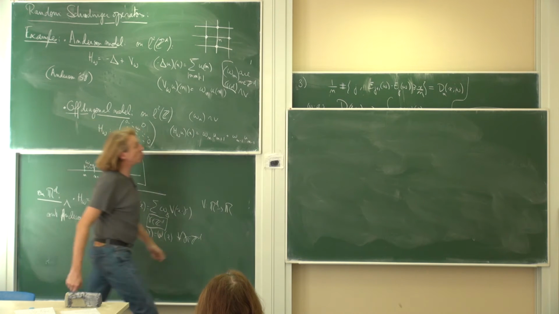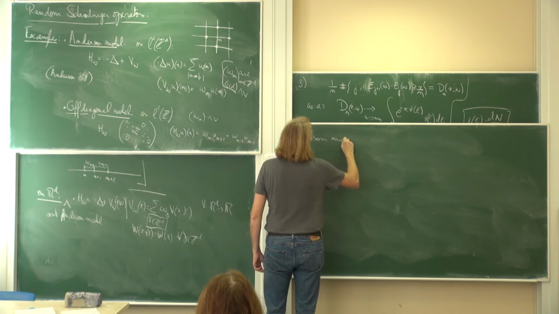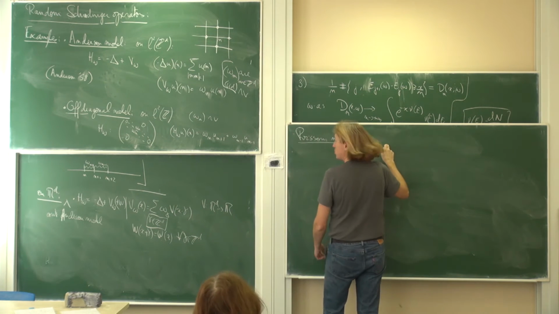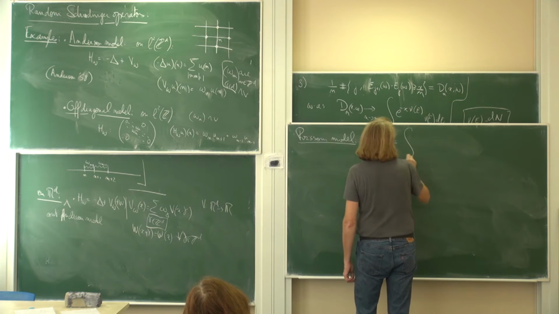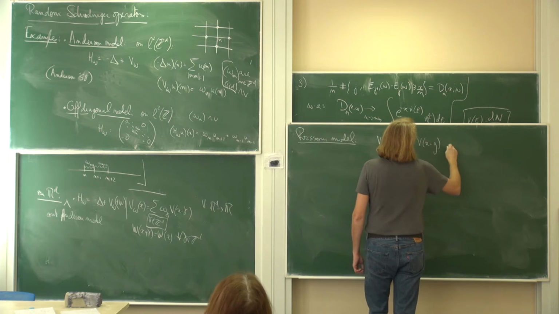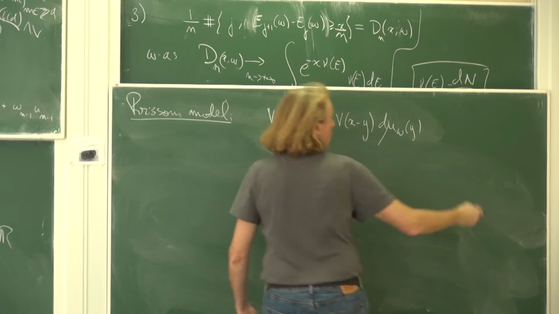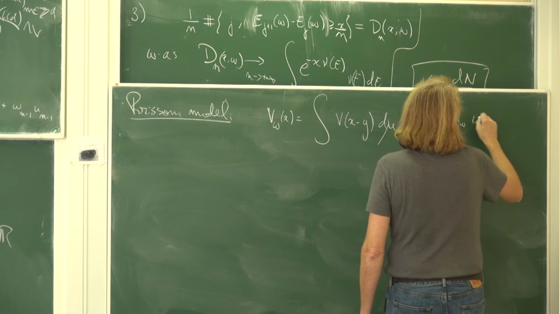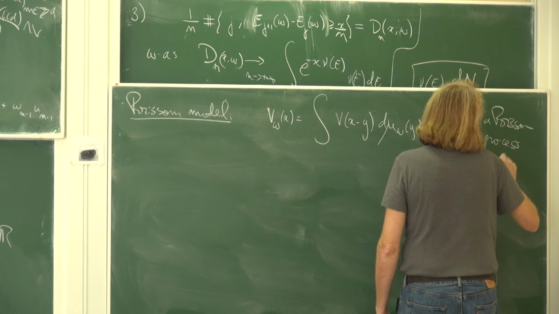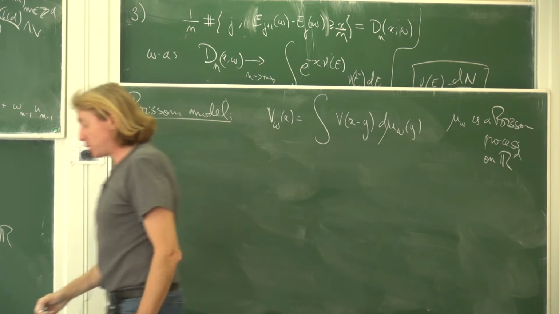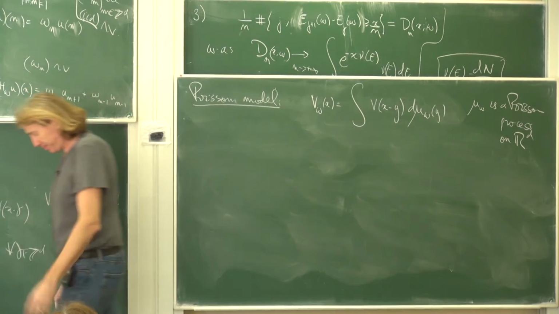But there are models like the Poisson model, which is the following. I just described the random potential. Well, you just integrate some function against a Poisson process. Right. So what is a Poisson process? It's just a random point measure. So you throw points at random, and how do you do this? You do it in the following way.